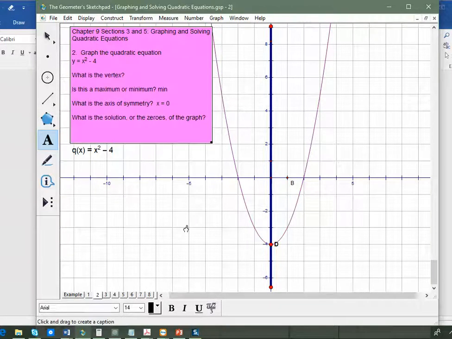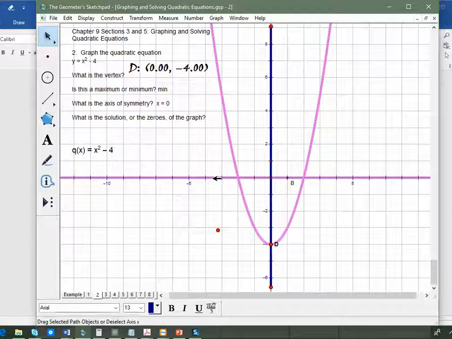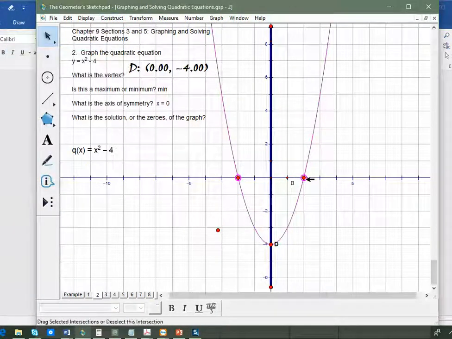And then the solution. All right, so it looks to me like the solutions are here and here. Do you see how both this y equals 0 line and the parabola turn red? That's at the intersecting points. Another way you can do that, I'm going to undo those points, is you can select both the graph, the parabola, and the x-axis, and I can construct the intersections. And now those are for sure the exact points. And now I can tell what they are. They're at 2, 0 and -2, 0.